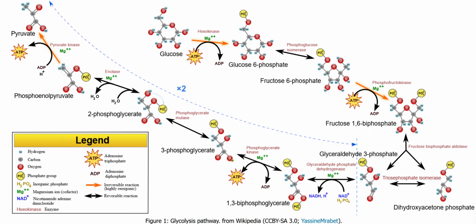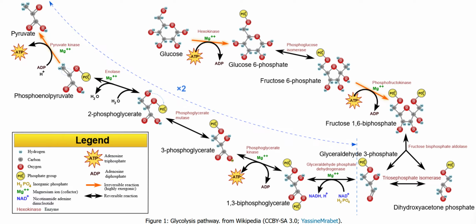Step 7 involves what we call the substrate level phosphorylation. Here, 1,3-diphosphoglycerate is converted to 3-phosphoglycerate with the generation of ATP, and the enzyme that catalyzes this reaction is called phosphoglycerate kinase. This is the first ATP generating step of glycolysis.